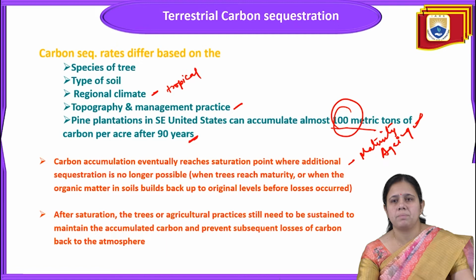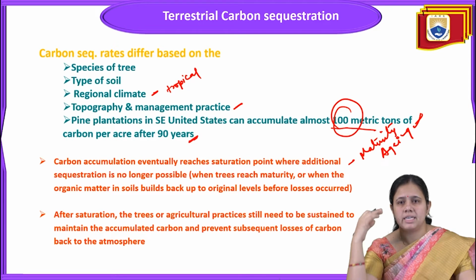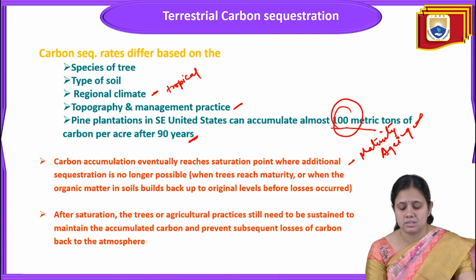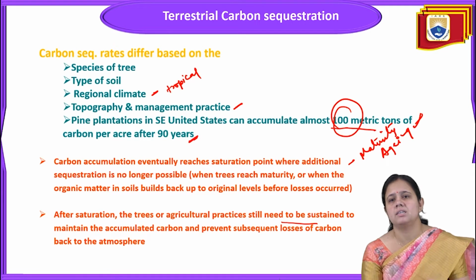The tree or agriculture practices still need to be sustained to maintain the accumulated carbon and prevent subsequent loss of carbon back to the atmosphere. So if a tree has reached its maturity, the saturation point will come. After this saturation point, the tree or agriculture practices still need to be sustained, meaning you have to maintain the accumulated carbon dioxide in the biomass of the tree to prevent its loss into the atmosphere again, so that it does not come back. This is the main practice we should follow.